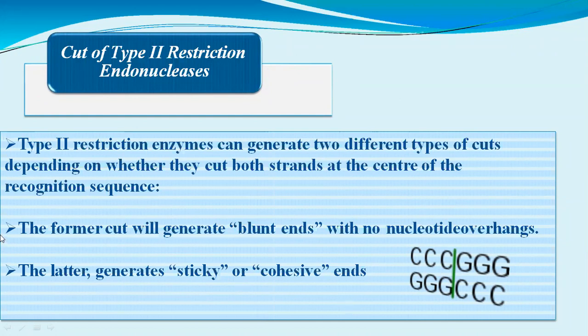Either they can make the blunt cuts or they can make the sticky or cohesive ends. So the former cut will generate the blunt ends with no overhangs, whereas the latter can generate the sticky or cohesive ends. So a restriction enzyme not necessarily will produce only blunt ends or only sticky ends. It can produce both the ways. It can produce both kinds of cuts simultaneously in a reaction. Okay. So पहले अगर उसने blunt cuts किए हैं तो उसके बाद it can also make a sticky cut. Okay, and by sticky cuts, I mean to say it can cut the DNA which will have sticky ends.